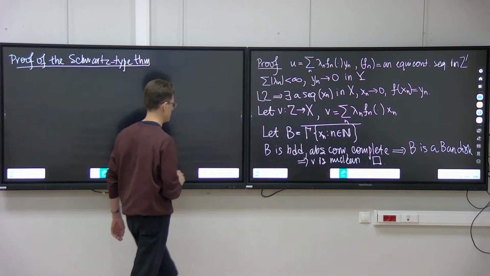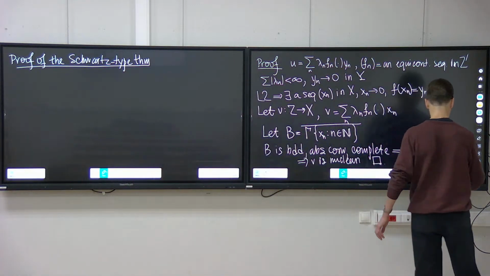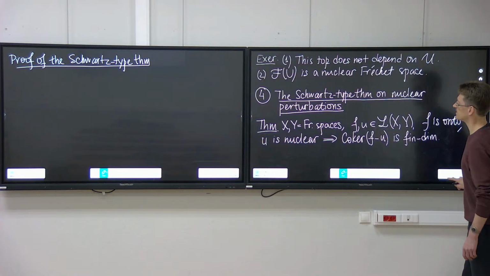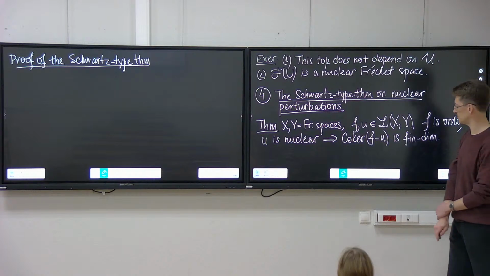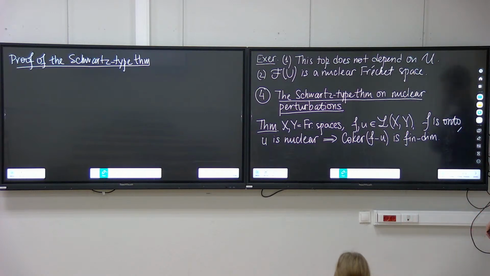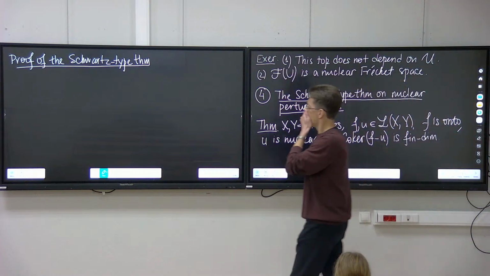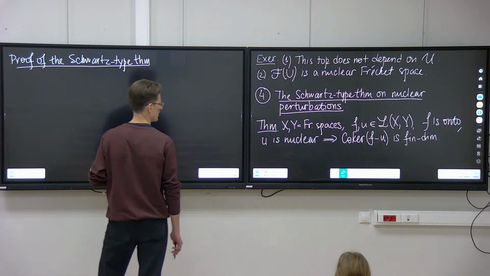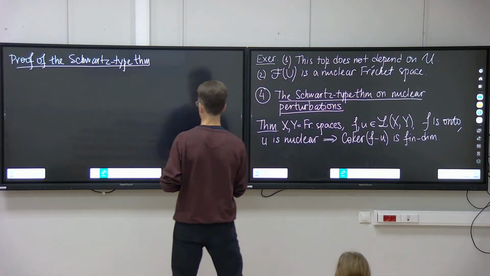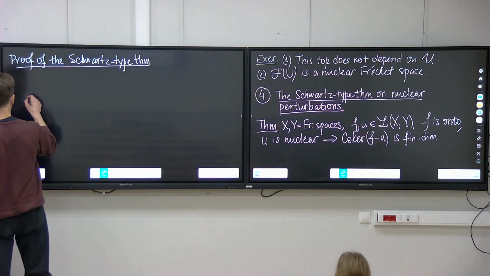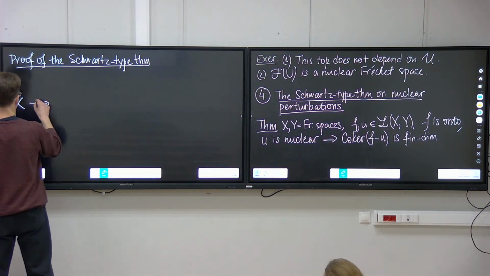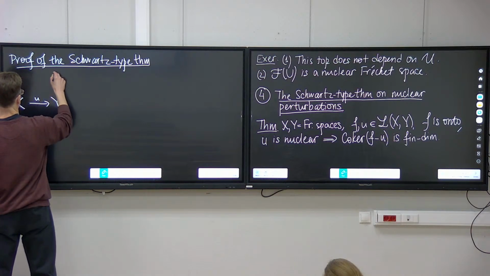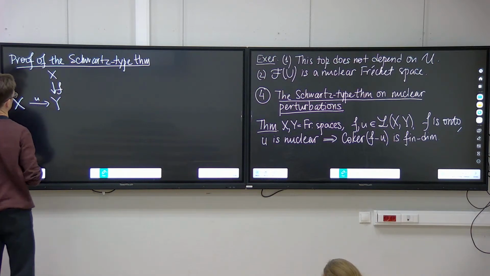So let's recall a statement. We want to show that if F is surjective of X onto Y, and Y is nuclear, then the co-kernel of F minus U is finite dimensional. So we start with the following picture, which comes from Lemma 3. This is our U from X to Y. This is F from X to Y.